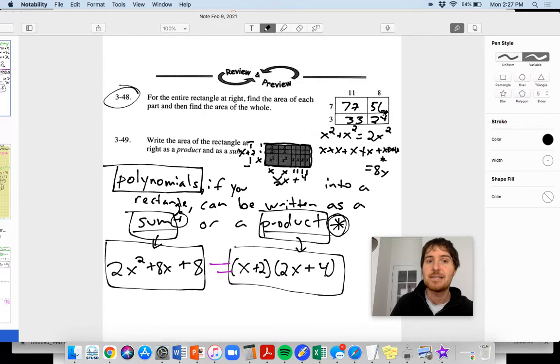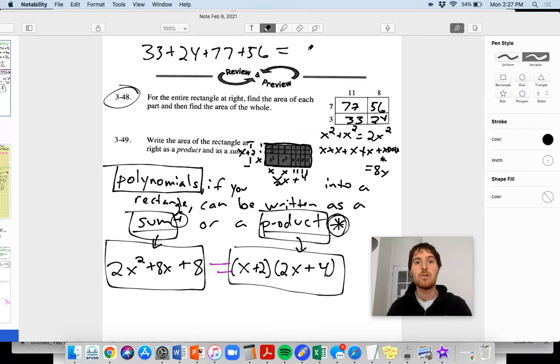Okay, so check this out here. Find the area of each part. Well, each part is 33, 24, 77, and 56. If we want to find the area of the whole, there are 2 ways we can actually do it. We can take all these parts and add them together.